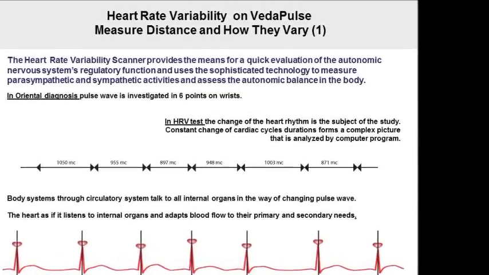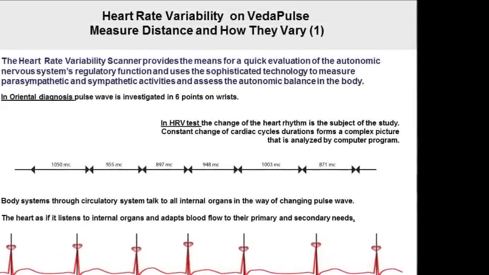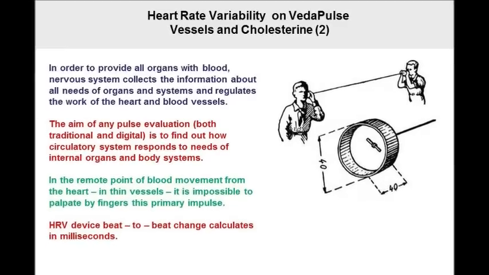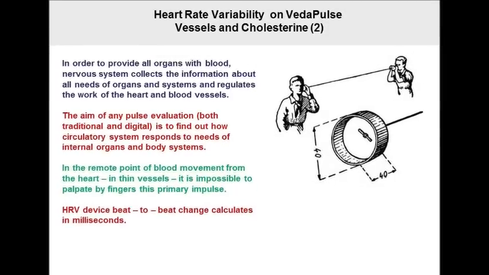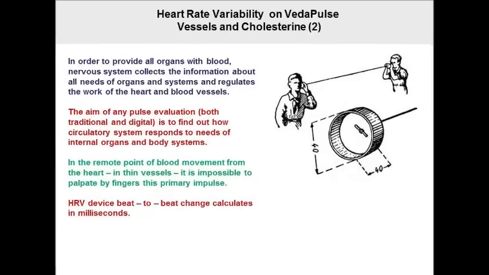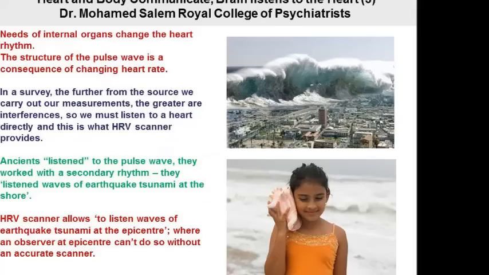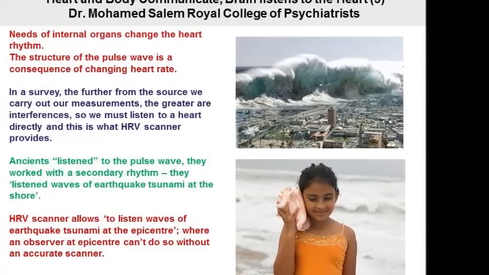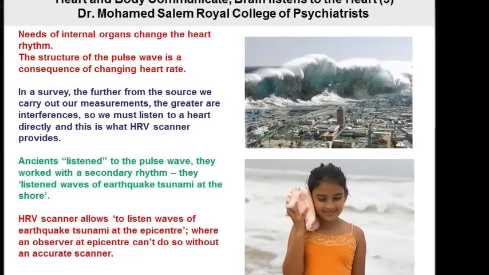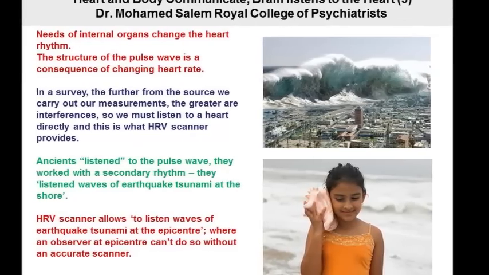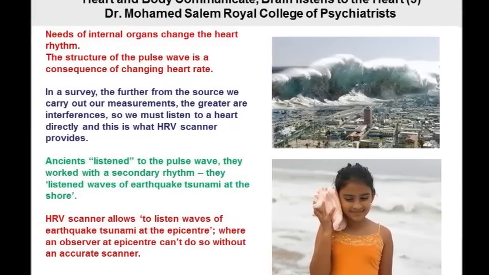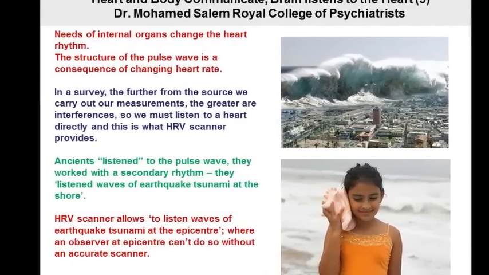So actually in a stressed person it will be like boom, boom, boom, like a very intensive music. And in a relaxed person it will be like nice classical music. Heart and body communicate. Brain listens to the heart. There's a lot of research now about the heart, and it's likely it has its own brain.